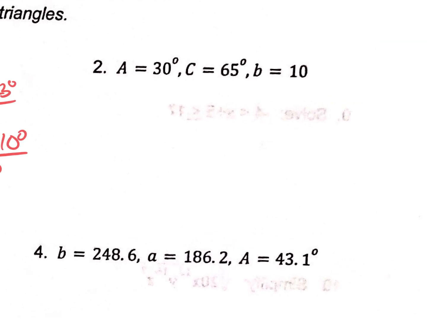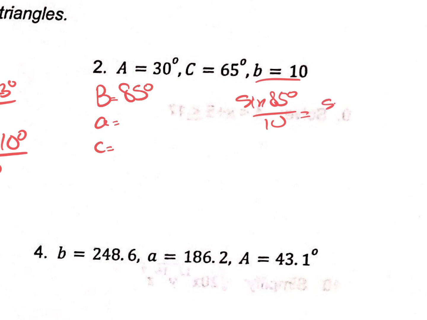Now it's the same situation. It's got an angle, side. So this time I'm looking for angle B, side A, and side C. Angle B is the easy one. I'm going to do 180 minus 30 minus 65, and it's going to leave me with 85 degrees for B. And now I know angle B and side b, so I'm going to say sine of 85 degrees over 10 equals sine of 30 degrees over little a.